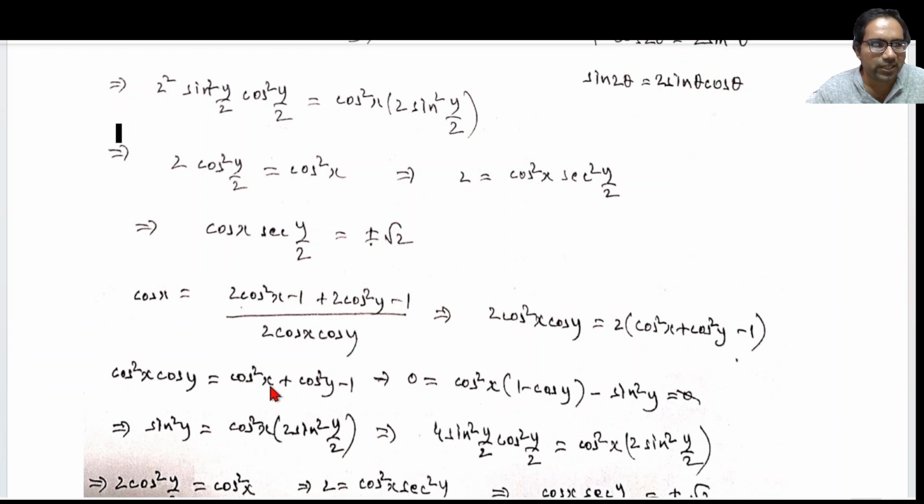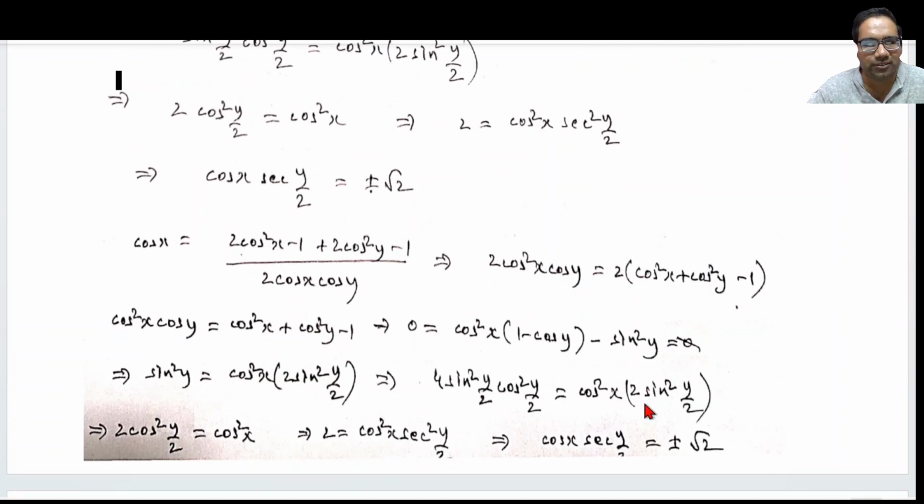This means if we take this one to the right hand side and take cos square x common, that means 0 equals cos square x into 1 minus cos y. And this cos square y minus 1 is minus sine square y. What does that mean? 0 equals cos square x into 1 minus cos y minus sine square y. Right? And if you take this sine square y to the left side, this expression becomes sine square y equals cos square x into 1 minus cos y. 1 minus cos 2 theta, we can write it as 2 sine square theta by 2. Right. Now, sine 2 theta, you can write it as 2 sine theta cos theta.